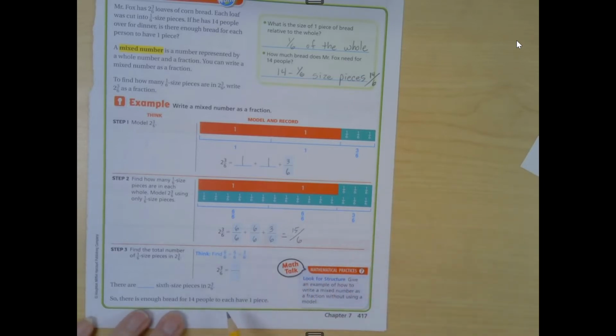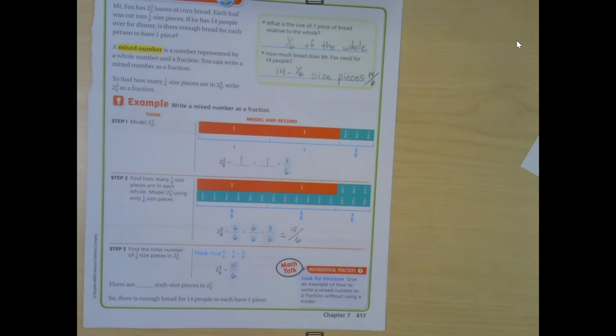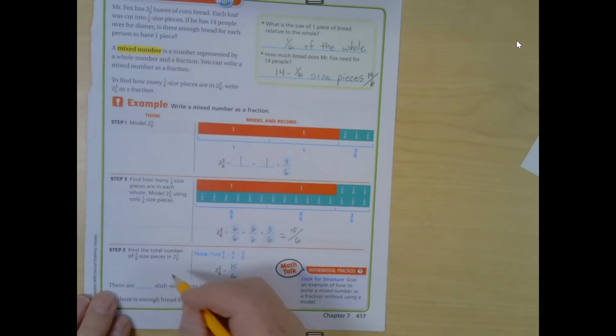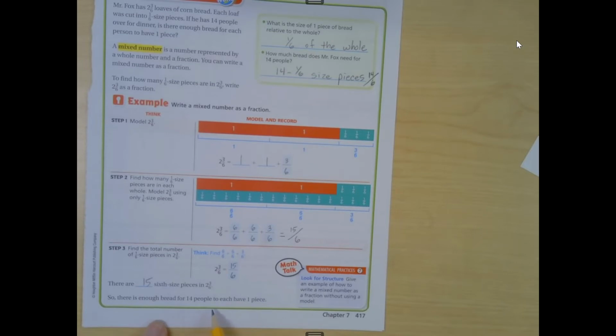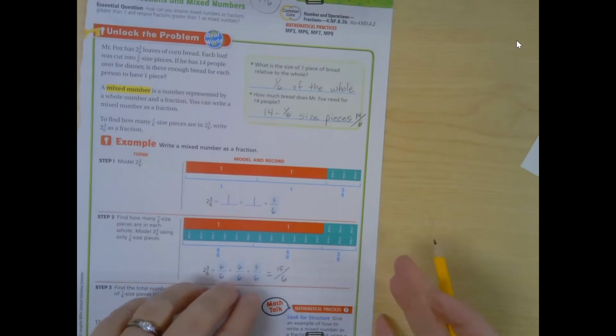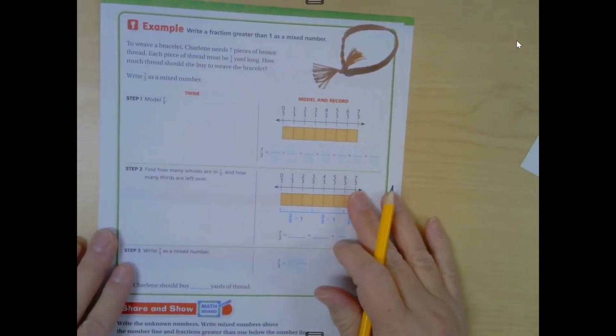Here's another way we could have changed this to a fraction. You could have done 2 times 6 is 12, plus 3 is 15, and then we keep the denominator of 6. So in this problem, there are 15 sixth-size pieces in 2 and 3 sixths. So there is enough bread for 14 people to each have 1 piece. Okay, let's turn the page to page 418. And we have another problem.